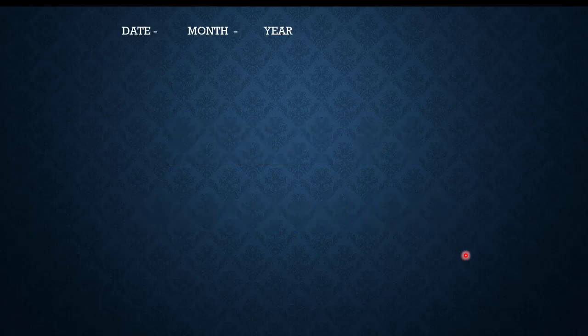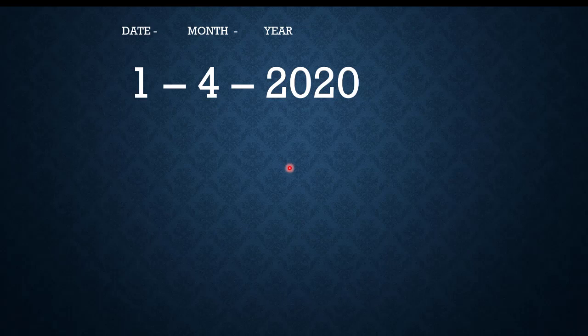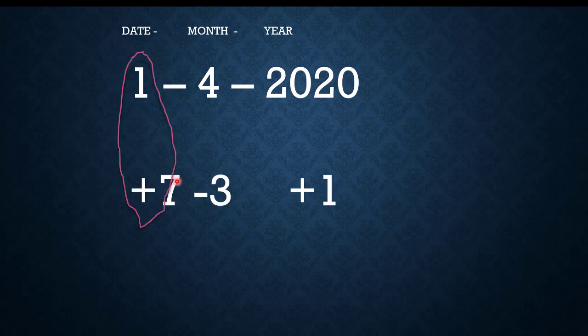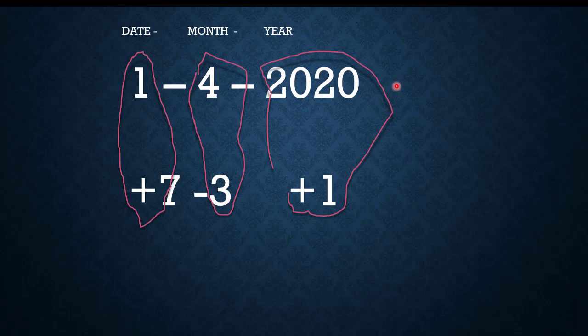For example, the last menstrual period of a pregnant lady is 1st April 2020. Then according to the second formula, we will add 7 days in day, and we will minus 3 months from months, and we will add 1 year in years. So what will be the EDD?